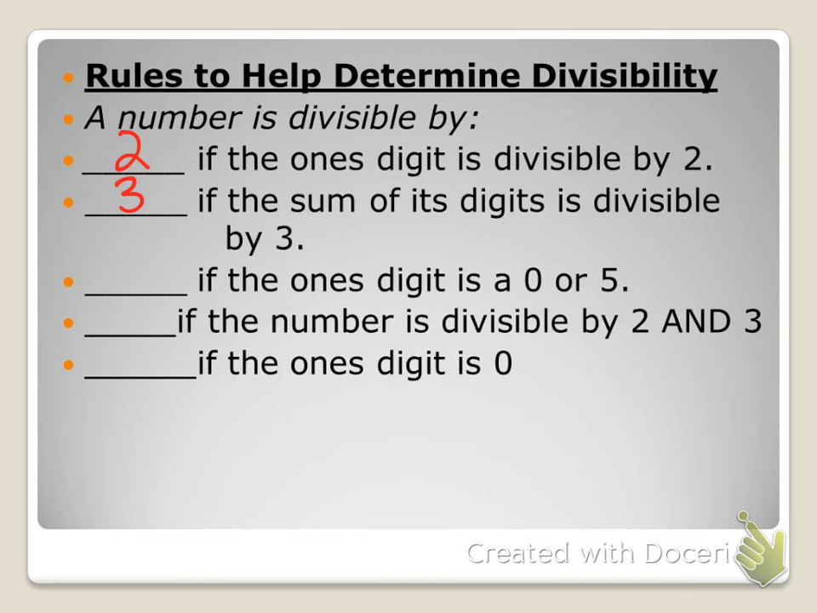A number is divisible by 5 if the ones digit is a 0 or 5. I think that's one we're probably familiar with. The next one we have to edit just a little bit. A number is divisible by 6 if the number is divisible by 2 and 3. So in your notes, I think it has the word or. We need to change that to and. It's got to be divisible by both 2 and 3 for it to be divisible by 6. We all make that change?